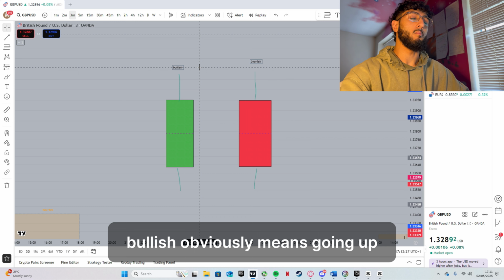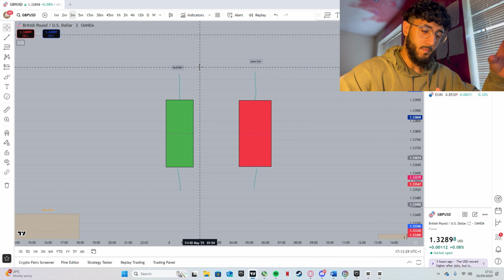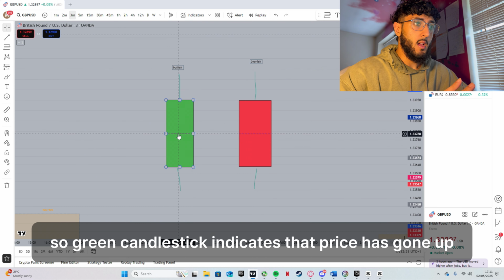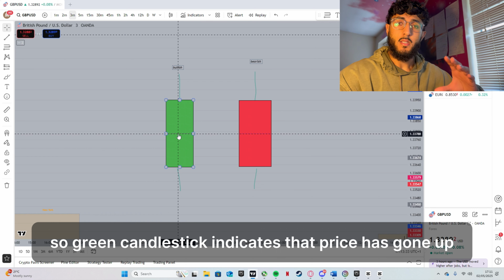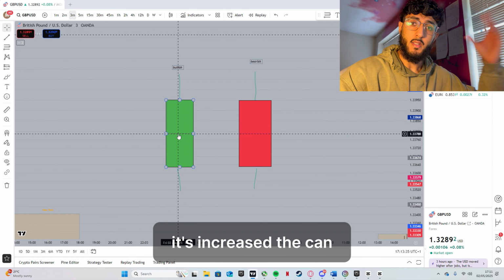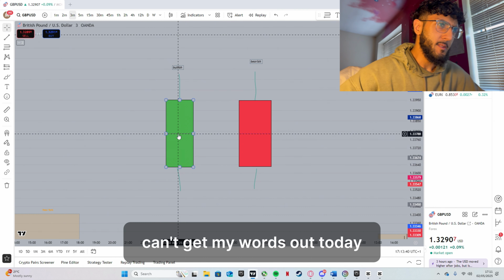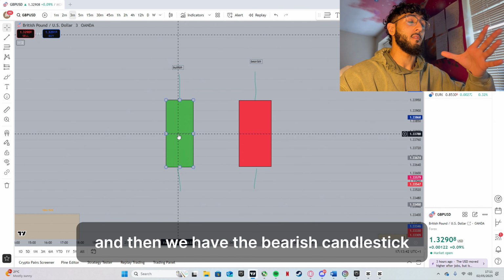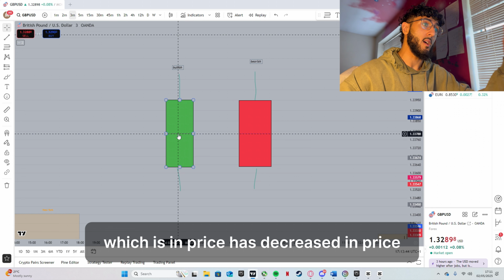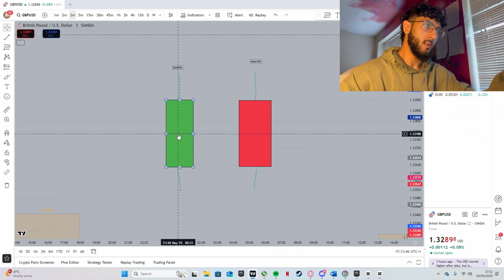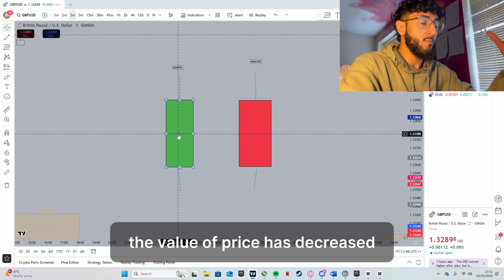Let's break it down. Bullish obviously means going up. So green candlestick indicates that price has gone up, it's increased. The price has increased in price. Simple. Can't get my words out today. And then we have the bearish candlestick, which is when price has decreased in price. The value of price has decreased.